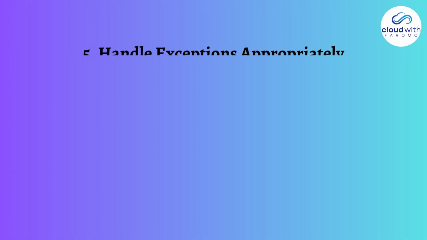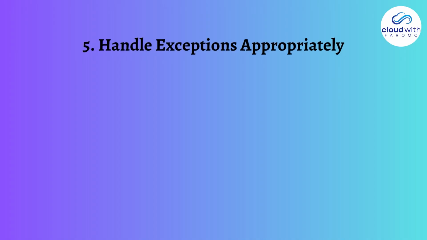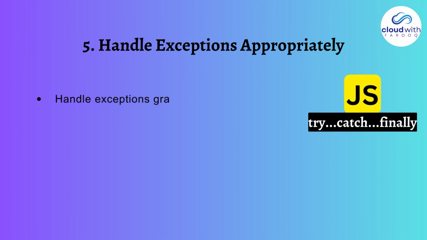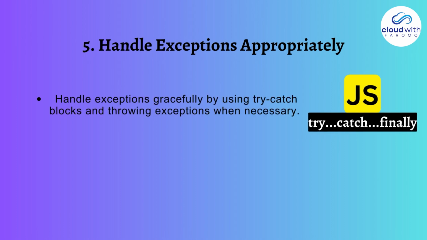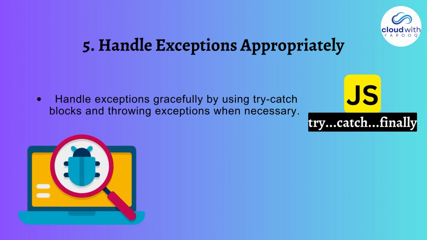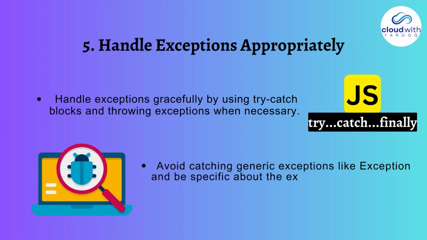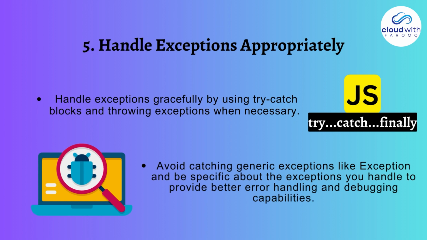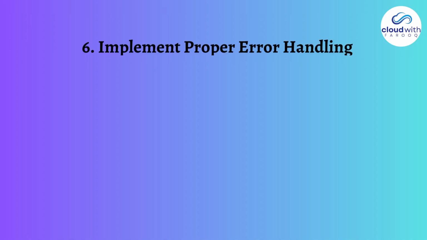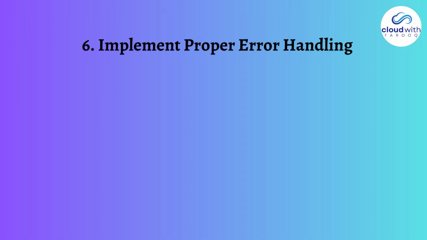Number 5. Handle exceptions appropriately. Handle exceptions gracefully by using try-catch blocks and throwing exceptions when necessary. Avoid catching generic exceptions like Exception and be specific about the exceptions you handle to provide better error handling and debugging capabilities.